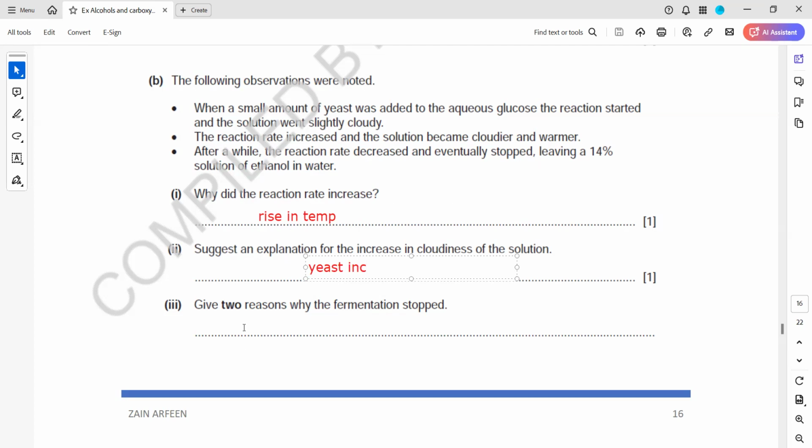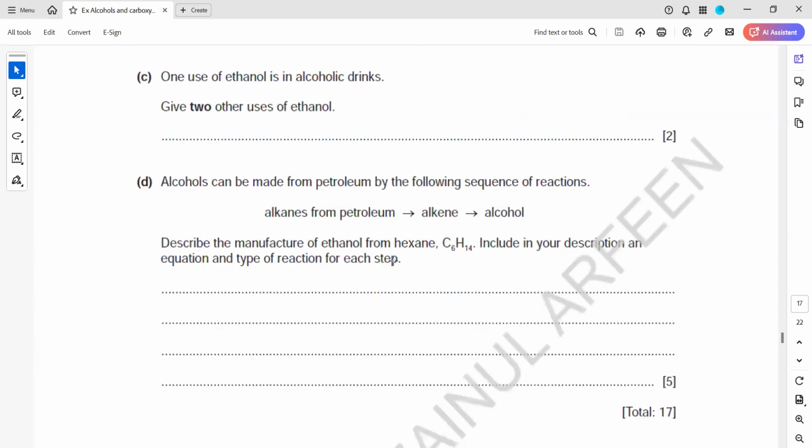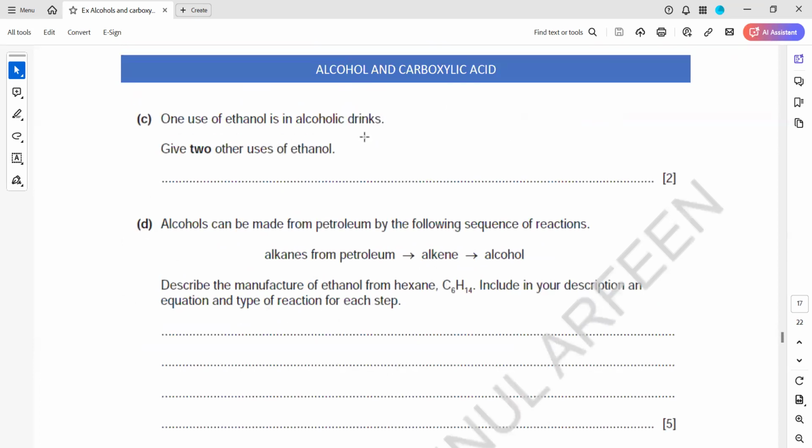And why did the fermentation stop? 2 reasons why the fermentation stopped. Number 1, the yeast might be killed off because of the high concentration of alcohol. And another reason is that the amount of glucose has decreased. So these are the 2 reasons that the rate of reaction decreased or fermentation stopped. In part C, one use of ethanol is in alcoholic drinks; give 2 other uses. So it can be used as a fuel and it can be used as a solvent.